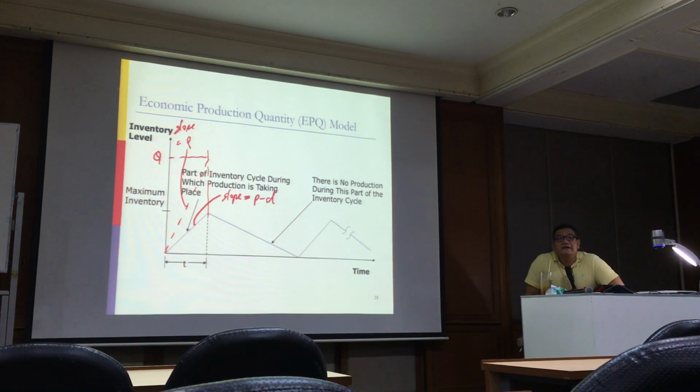The slope is equal to P minus D, or the excess inventory, right? After you search for the demand rate. And then when you reach some point, let's say this point, time equal to T, the excess inventory is maximum, we call it maximum inventory. And at this point, we stop production.